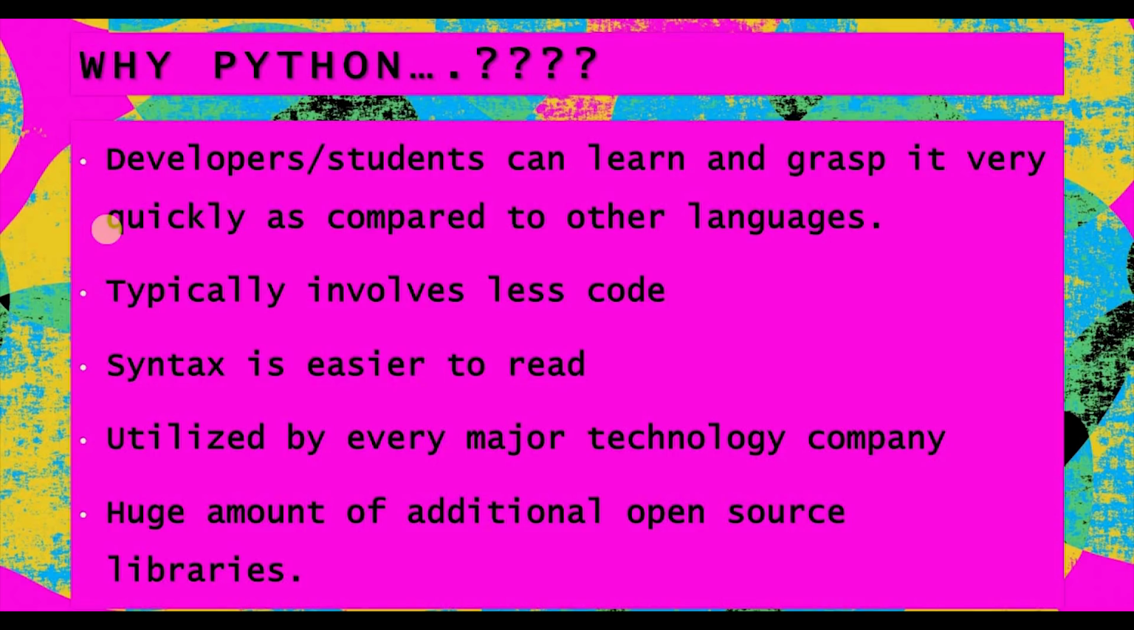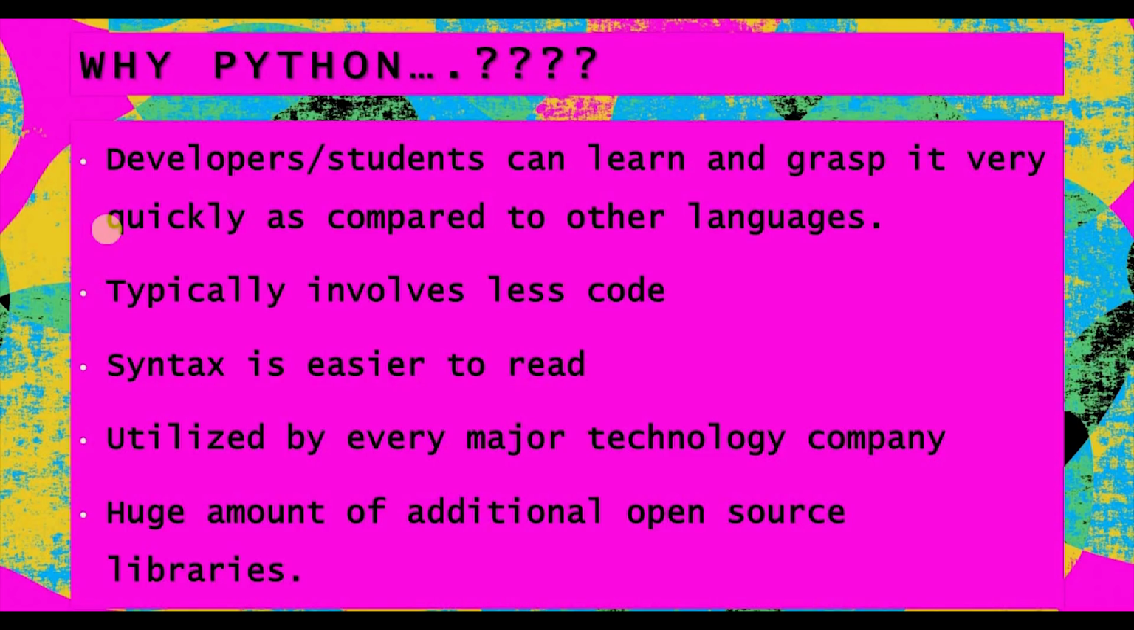So there are a lot of reasons why we utilize Python, even though Python is one of the slowest languages that we can arguably have. So it's slower than C, C++, but yet Python is utilized a lot throughout the industry. One of the majority of the reasons is it's very easy. Developers or normal students or people can learn and grasp it as quickly as compared to other languages.